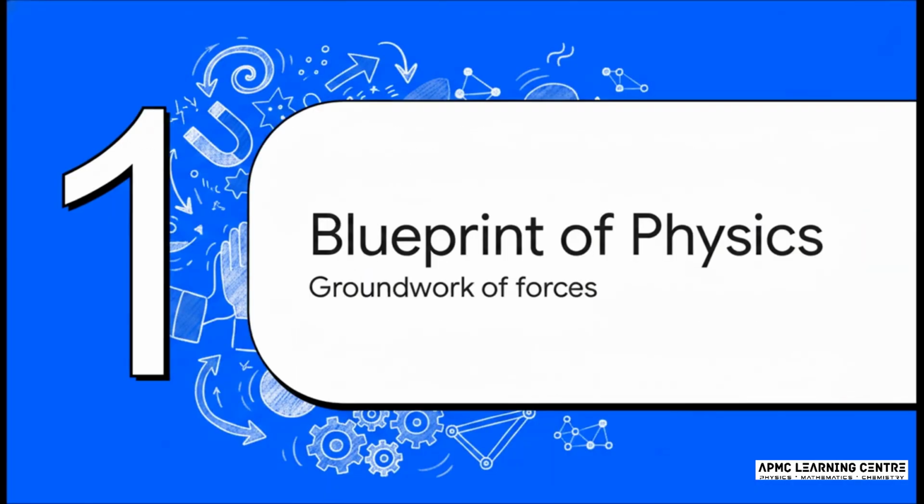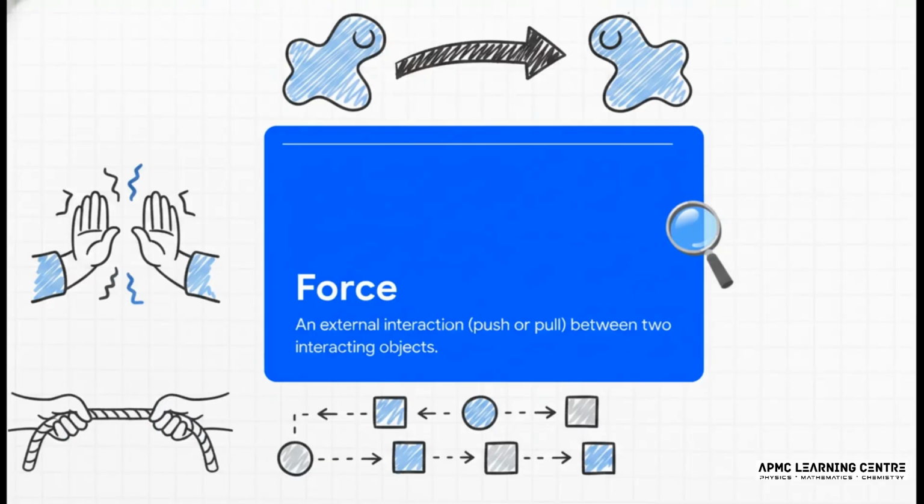All right, Section 1, the blueprint of physics. Okay, so a force is strictly an external interaction. It's a push or a pull. The absolutely crucial word here is relationship. A force cannot exist in isolation, no way. It requires an active exchange between two interacting objects. Basically, it takes two to tango. Something acts and something else is acted upon.